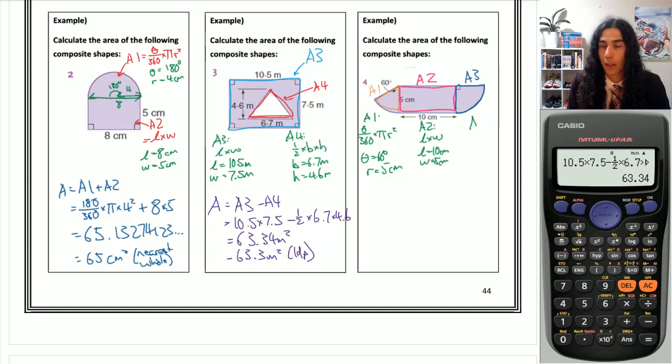A3, another sector. Theta over 360 times pi r squared. Theta is the angle there. It's a right angle, 90. Now the radius, they didn't make it clear, but if that's 5 on the right, and on the left here 5 centimeters, then that's got to be 5 there as well. We're going to assume that. It's a safe assumption, but they really should give it to us. Put some sort of symbol.